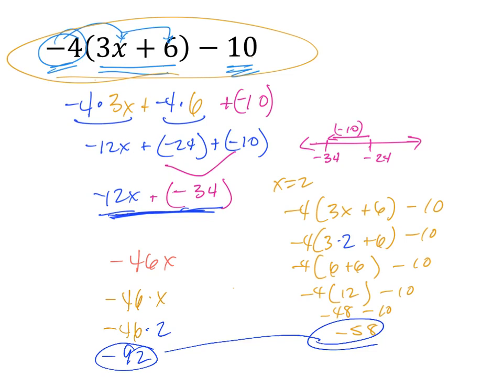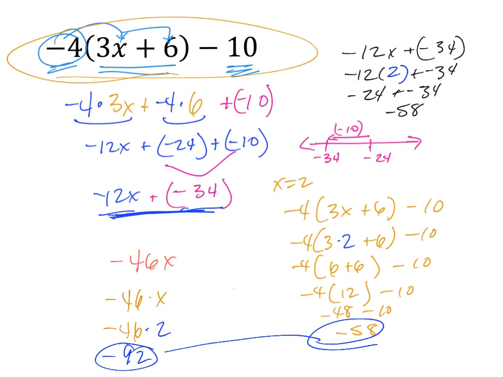So now let's check with the negative 12x plus negative 34. So we'll move that up above. If I have negative 12x plus negative 34, and if I put a 2 into x, I have negative 12 times 2 plus the negative 34, and that gives me negative 24 plus negative 34, which is negative 58. Notice these two are equivalent.